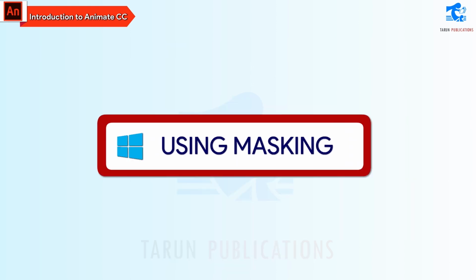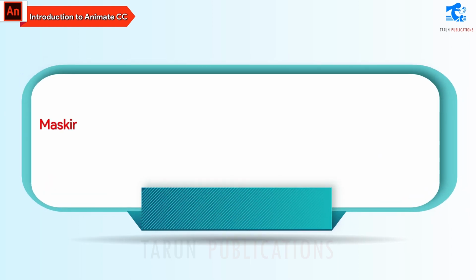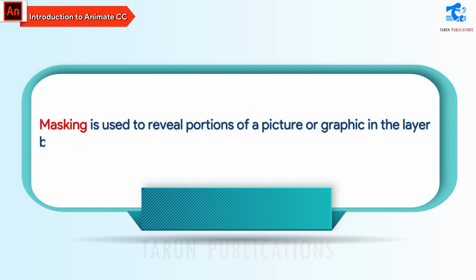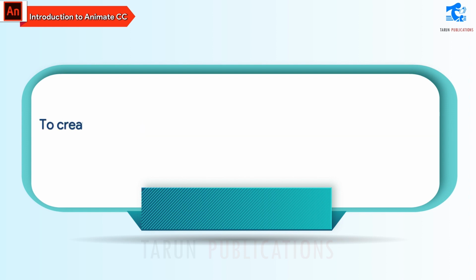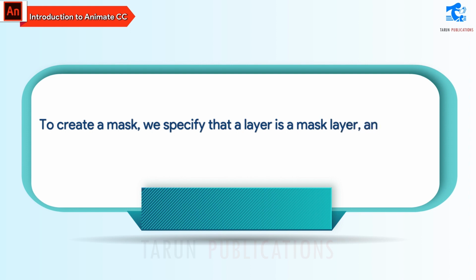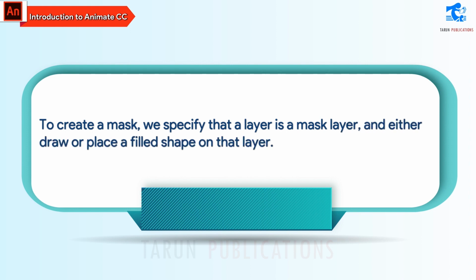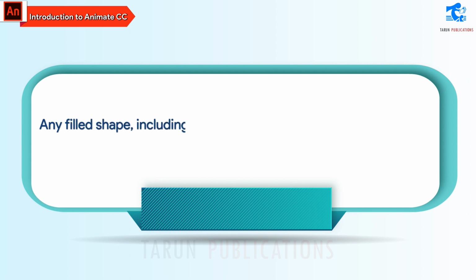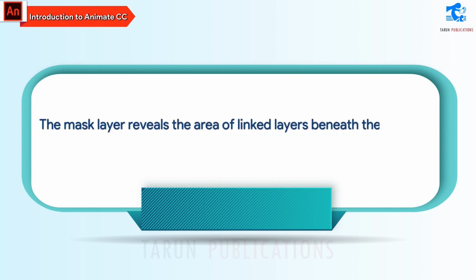Using masking. Masking is used to reveal portions of a picture or graphic in the layer below. To create a mask, we specify that a layer is a mask layer and either draw or place a fill shape on that layer. Any fill shape, including groups, text, and symbols, can be used as a mask. The mask layer reveals the area of linked layers beneath the filled shape.